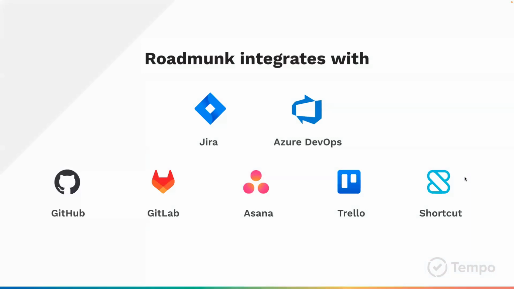So this is the majority of our integrations here. We have Jira, Azure DevOps, which is the one we're focusing on today. And then we also have GitHub, GitLab, Asana, Trello, and Shortcut. So these are all the different integrations you're going to be able to utilize in between pulling your data in from them into Roadmunk.